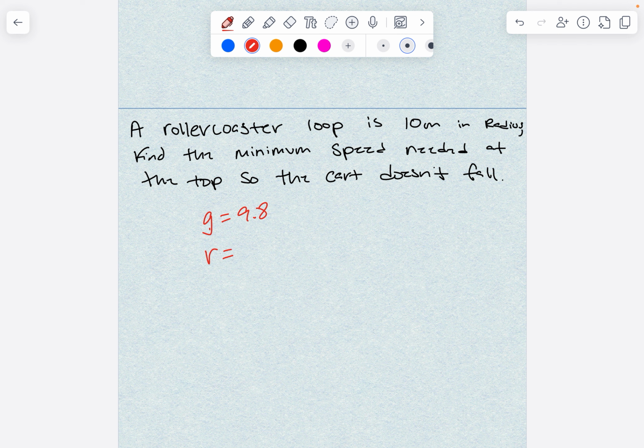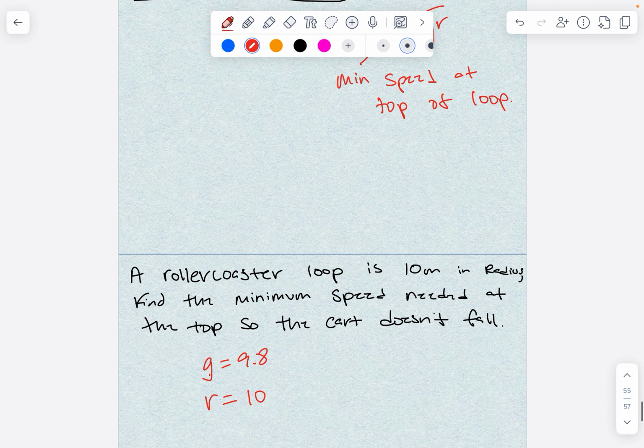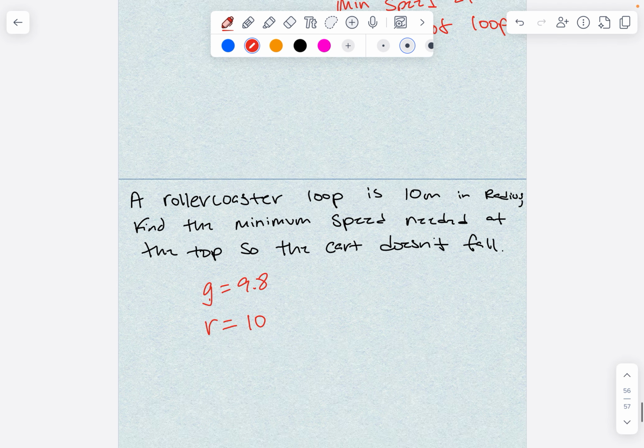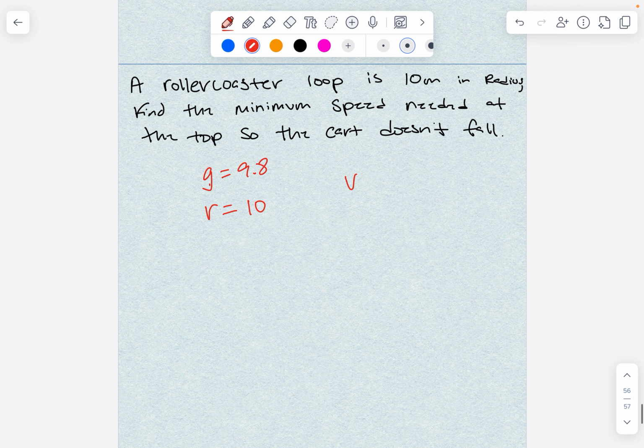We are given radius of 10, and we just calculated that v is equal to square root of gr. That is how to find minimum speed. So v is equal to square root of gr. Again, this is our minimum speed needed. So now I'm going to substitute everything into the formula. So we have v is equal to square root of 9.8 times 10, which is just square root of 98.